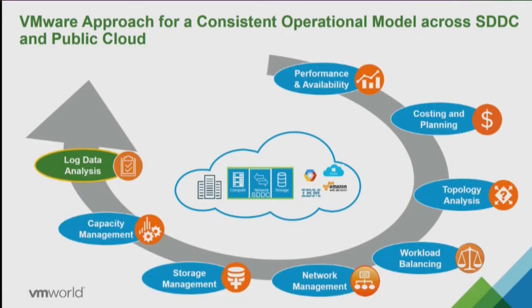And what is the vRealize suite? The whole idea is 360 visibility: capacity and troubleshooting. We have performance and availability with VROps, costing and planning with vRealize Business, topology analysis with VROps and also vRealize Network Insight, and workload balancing. Storage management for vRealize Operations is now native in 6.6. So for anybody who has vRealize Operations Advanced 6.6, you can now see native vSANs treated like vCenter. So you can start looking across clusters, stretched clusters, through the whole stack.